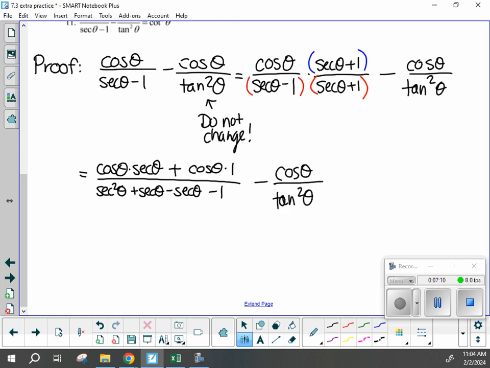Do I think you should be able to go from step 2 to step 3? Yes, you should be able to do that multiplication. You should be able to simplify. So let's keep going. Cosine times secant. What's this product? 1. So I've just got 1 plus cosine on the top there over, these cancel out, so just secant squared minus 1. Again, that other fraction kind of hanging out the whole time.